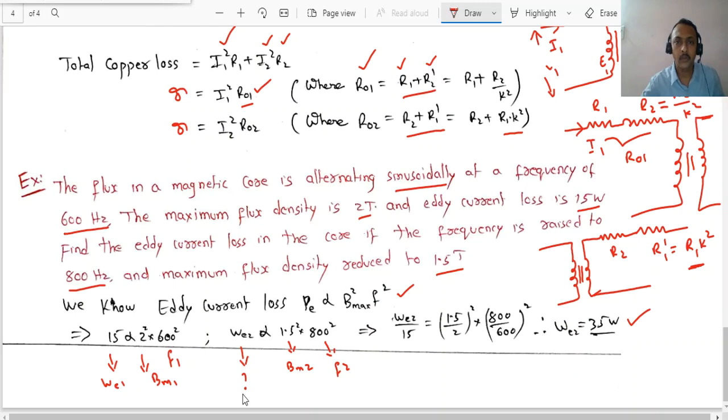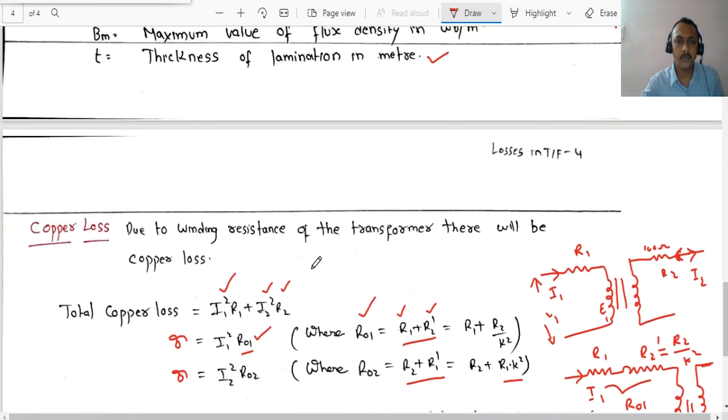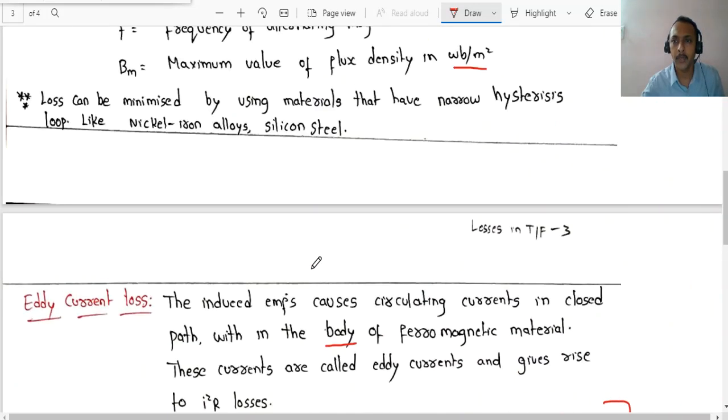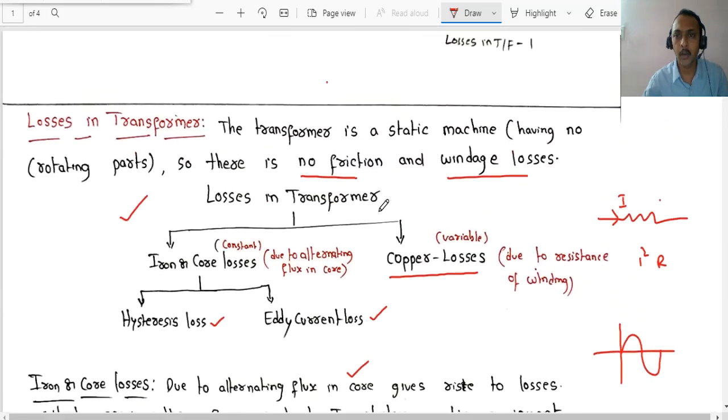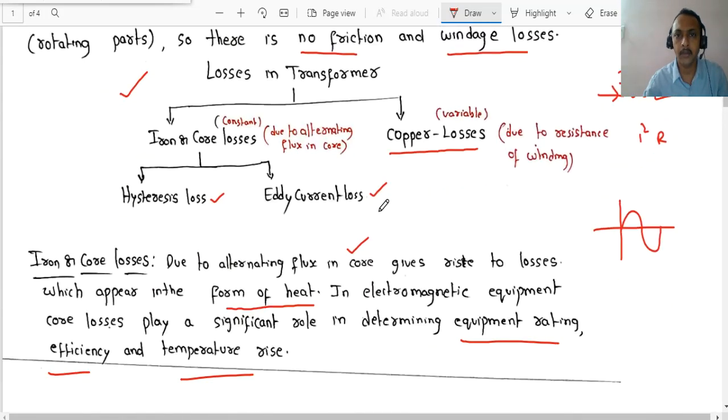Clear? So dear students, in this topic formulas are important. Please practice the formulas. Please write all the formulas at one place, and you can easily do the problems, and you can attempt this question and get more marks. Okay, thank you.